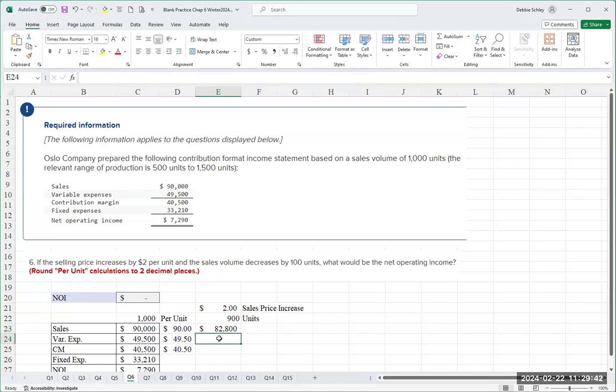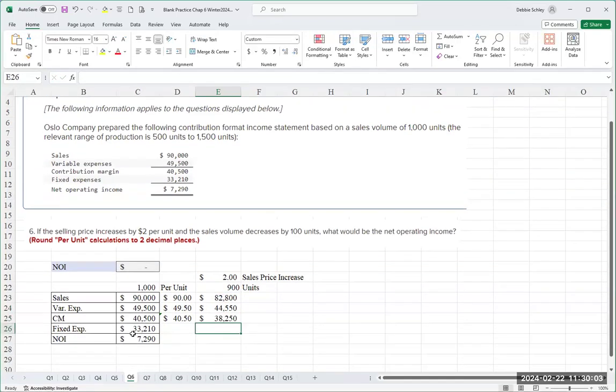Now my variable expenses will change as well because I sold 900 units. So that will still just be the variable expense per unit times the 900 units. And then I can subtract sales minus variable equals contribution margin. And then again, my fixed expenses will stay the same. And so then contribution margin minus fixed expenses equals net operating income.